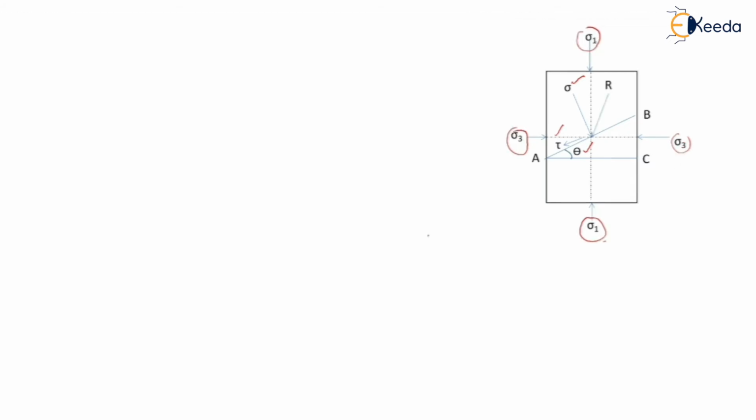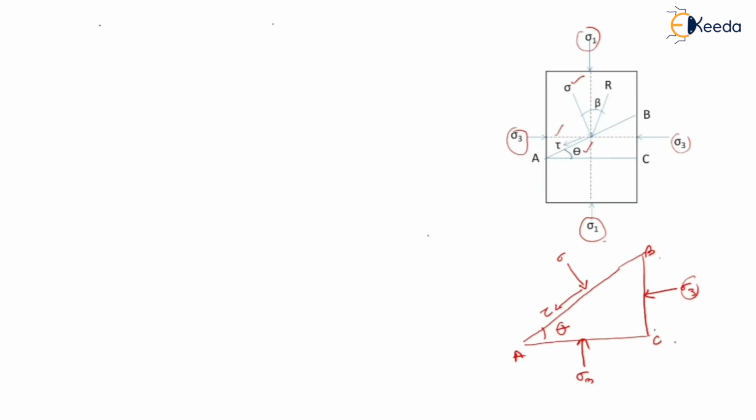R is the resultant of normal stress sigma and shear stress tau, which is inclined at an angle beta to the normal stress sigma. So let me draw this prism ABC on a larger scale. This is B, C, A. This is the minor principal stress sigma 3. This is the major principal stress sigma 1. This is the shear stress on AB. This is the normal stress on AB. This is the angle of inclination theta.